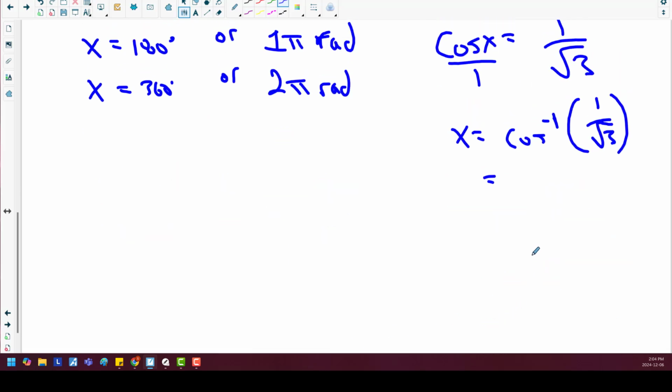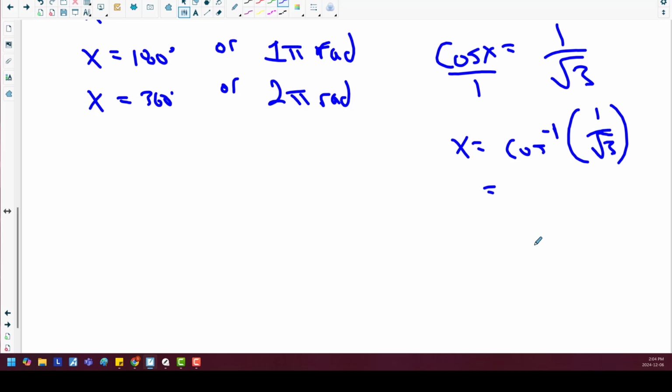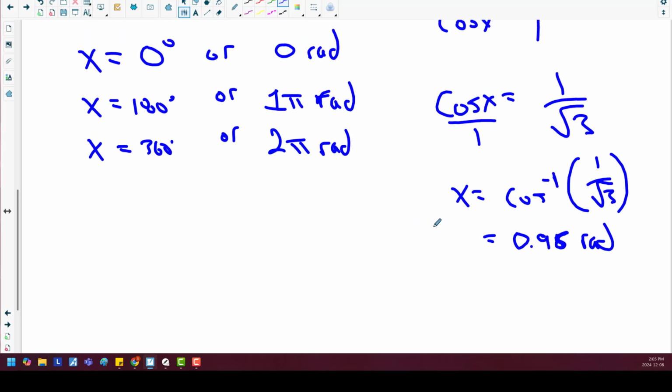And what does that equal? If you use your calculator, and you have it in radians, because we are doing it in radians, you do 1 divided by root 3, and you get 0.5777, and then you use shift cos answer, and you should get 0.95 radians. Well, it's a 5, so I guess we can round up to 0.96 radians. All right, so 0.96 radians is the answer for this second factor.